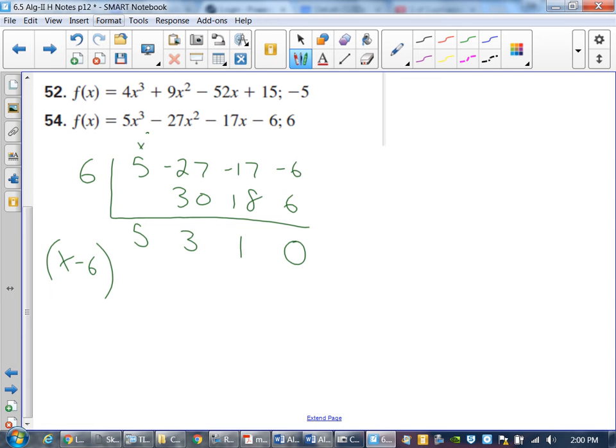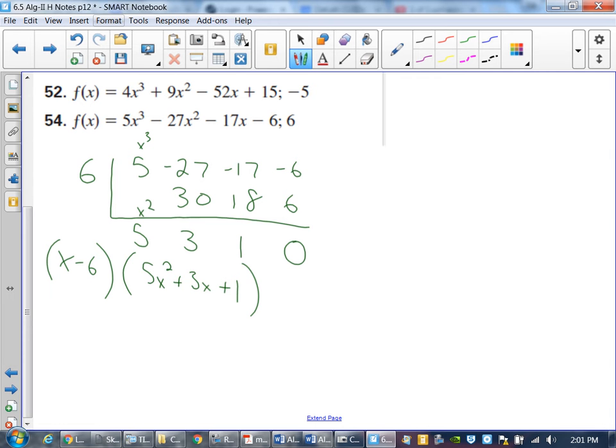Since this started as a cube, every time you synthetically divide, you drop a single degree. So now I'm left with 5x squared plus 3x plus 1. I believe that I was asking you guys to factor this fully. Find all your zeros. Yeah. So here I'm at a quadratic. 5 times 1 is what? 5.